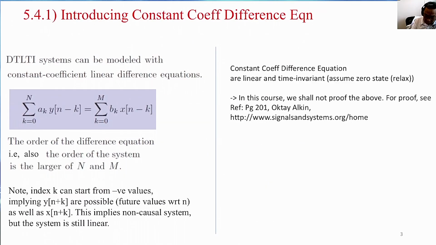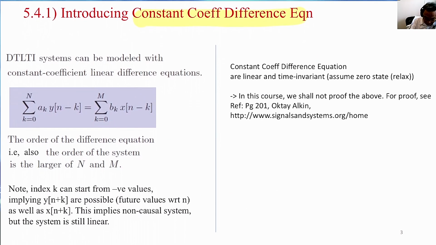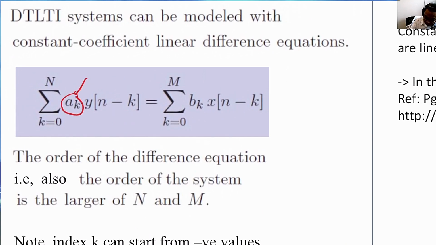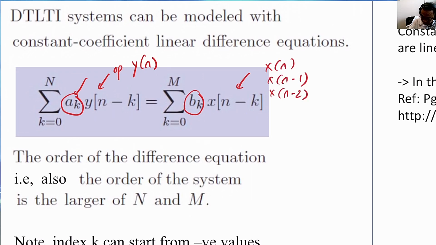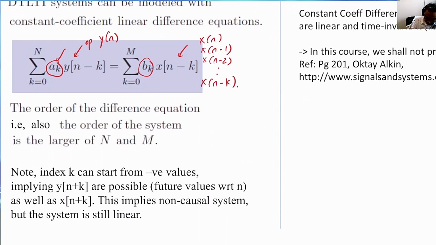Let us begin. What is a constant coefficient difference equation? As its name implies, the constant coefficients we're talking about are here, a_k and b_k, where y is the output, especially y at time n, and x is the input, until x[n-k]. Typically, our system is focusing on only causal systems, so we are not going to use future values. Although future values are possible in this equation, we're not going to use future values of the output as well as the input.